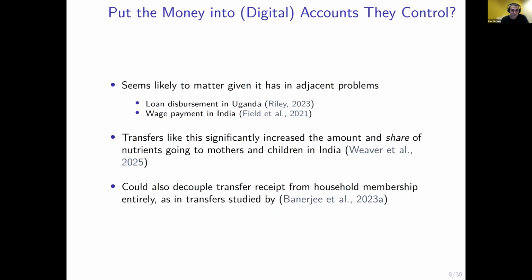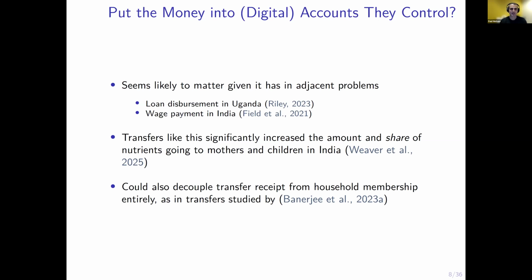A related question is about how we actually give the money to people. And here, the exciting thing to consider is that instead of handing out cash to people, we're now increasingly using digital accounts. And those accounts have owners and signatories and people who have control over what happens with the money in them in a way that paper money does not. And it seems like this ought to matter.